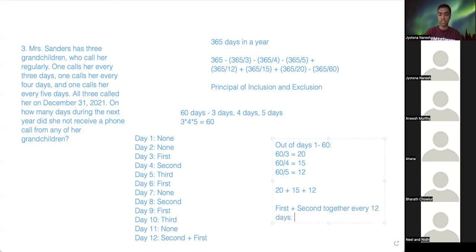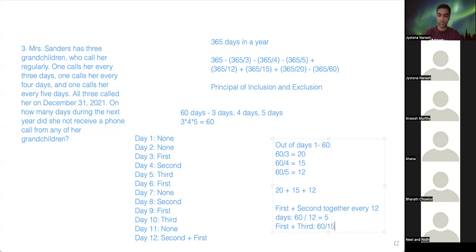So if every 12 days they call together, how many days out of the 60 do they call together? Good, 5. So that's 60 divided by 12 is 5. Now, what about the first and third calling together? Four days. Good, and why 4? Because it's 60 divided by 15.